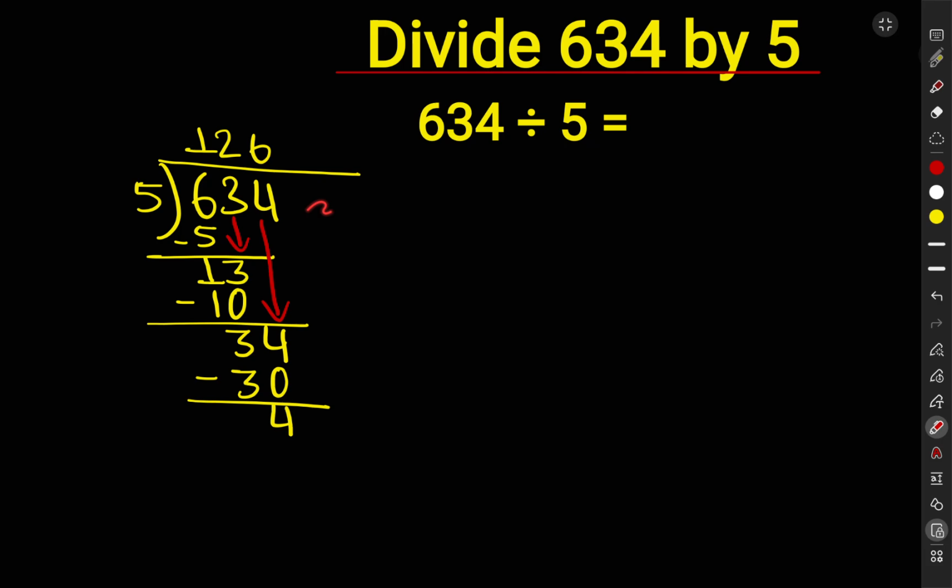So now we have no other number to put down. So we place a decimal here, and put a zero. So it is 40 and 5 times 8 is 40. On subtracting, we get zero.